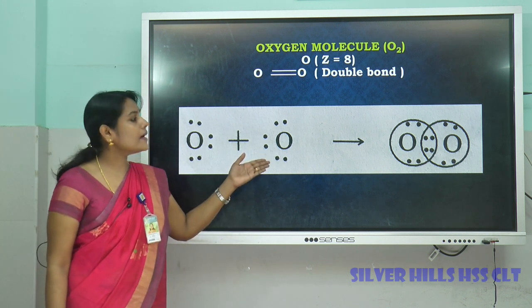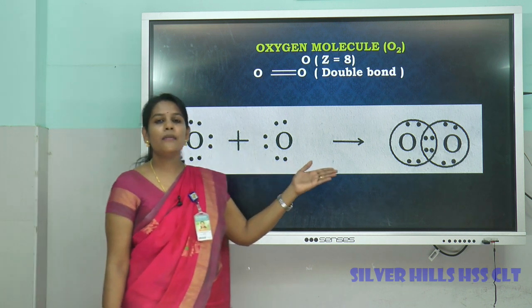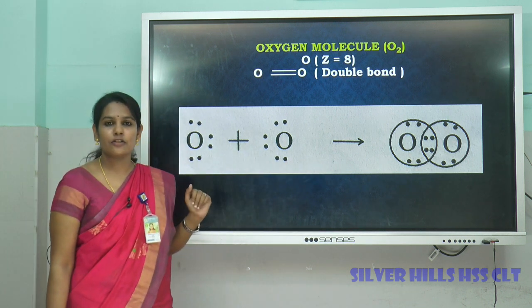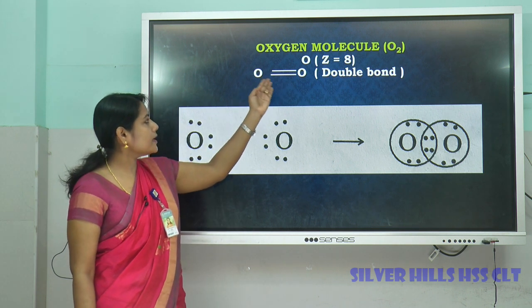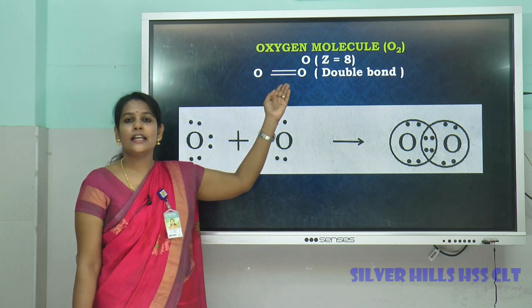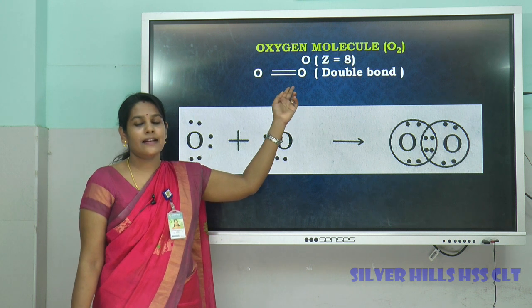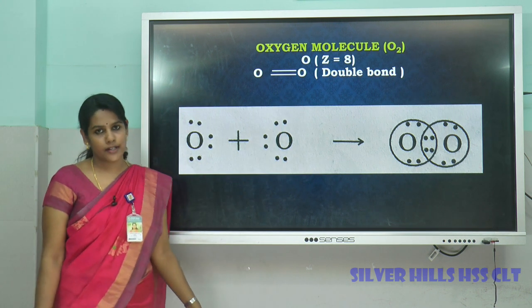So here a double bond is formed. A covalent bond formed by sharing 2 pairs of electrons is a double covalent bond. So here the bond is a double bond. In between the 2 oxygen atoms you can see two lines, which represent a double bond.